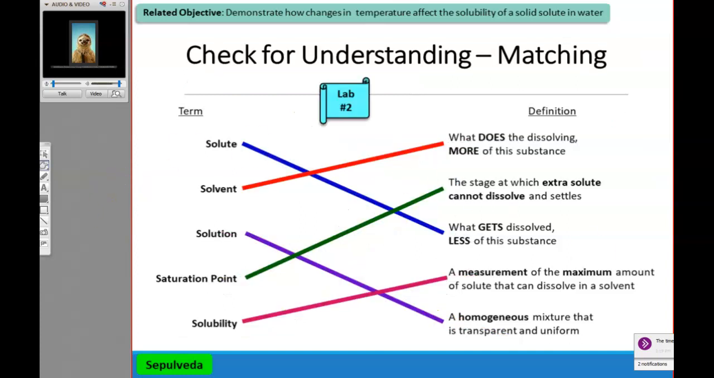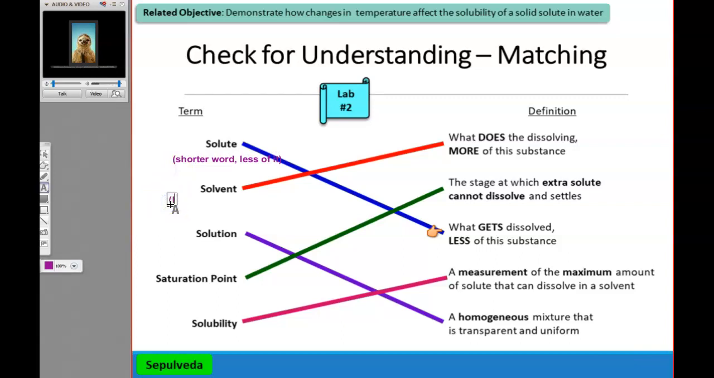Here we go. So we have solute, and remember that whole trick that we talked about where the smaller word, those 6-letter words, is going to be smaller, so obviously the solute is going to be the one that you get the less of, okay? That's what gets dissolved in. That's the substance that you have less of. So here you go, that is solute.